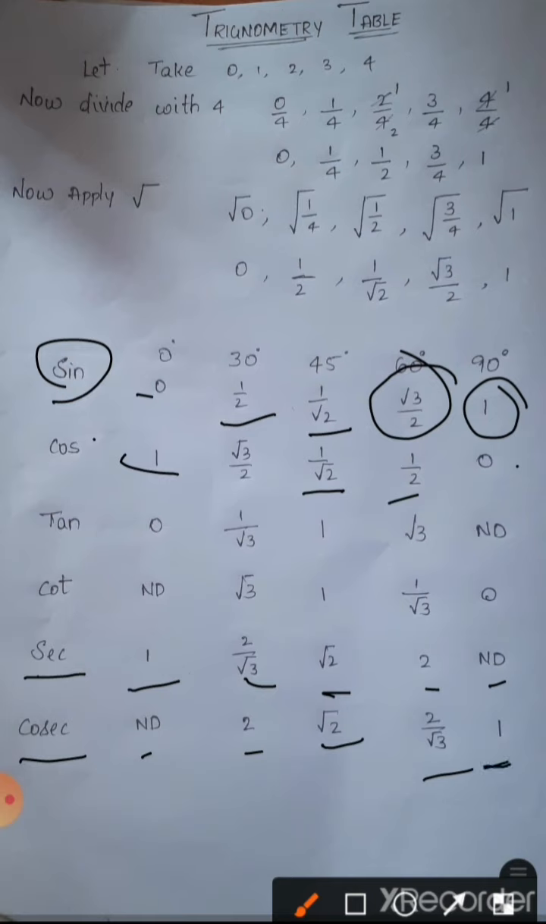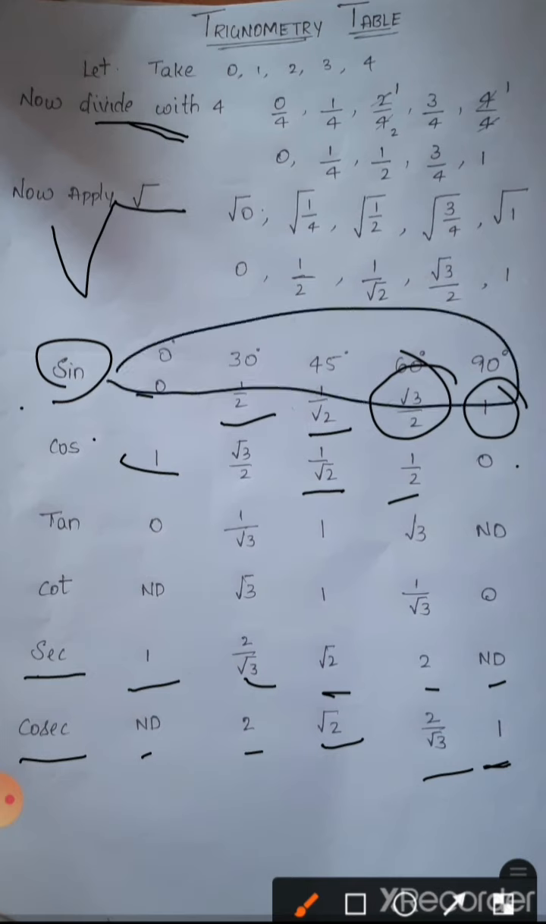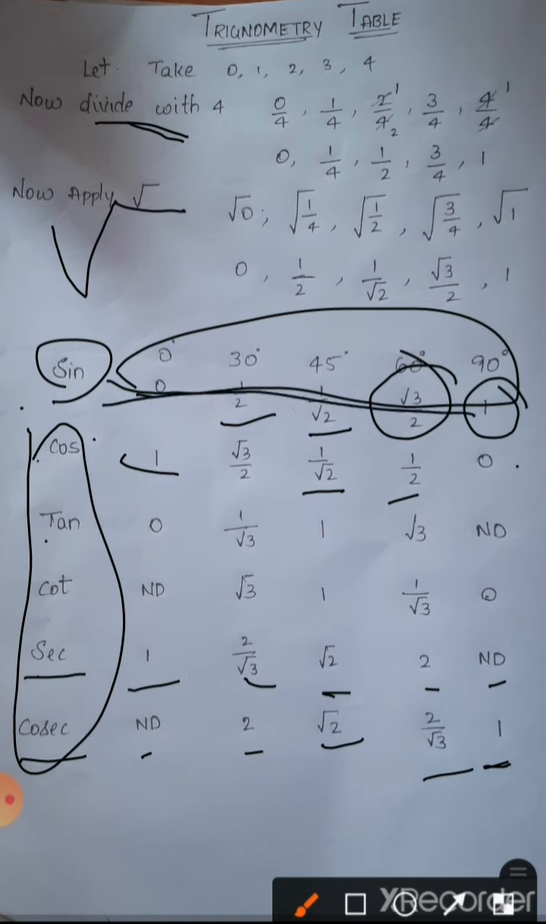This is the simple technique to remember the trigonometric table. First, remember the 3 steps: take the numbers 0, 1, 2, 3, 4, divide them by 4, and apply root to those numbers. You will get the sine values for 0, 30, 45, 60, 90 degrees. For cos theta we reverse the sine values, for tan theta we divide sine by cos, and the remaining three ratios are reciprocals.